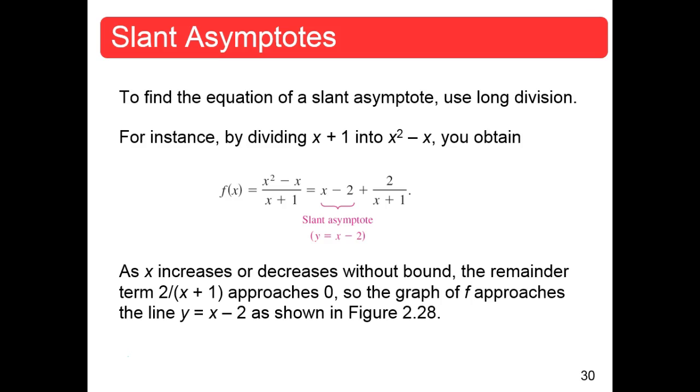You can't always, but if this is x cubed minus x and this was x squared plus 1, then you still do division, but there you have to do long division. But you wind up with this plus a remainder. Okay? This gives you your slant asymptote. y is equal to x minus 2.